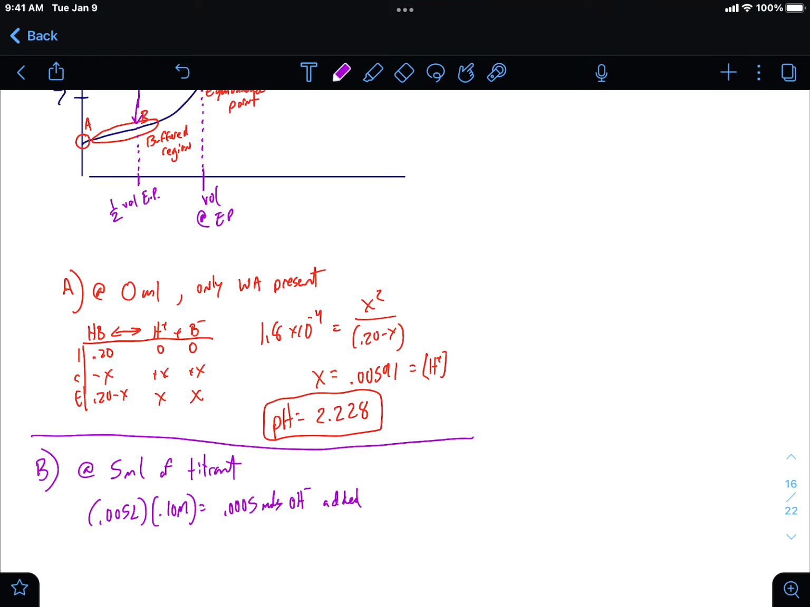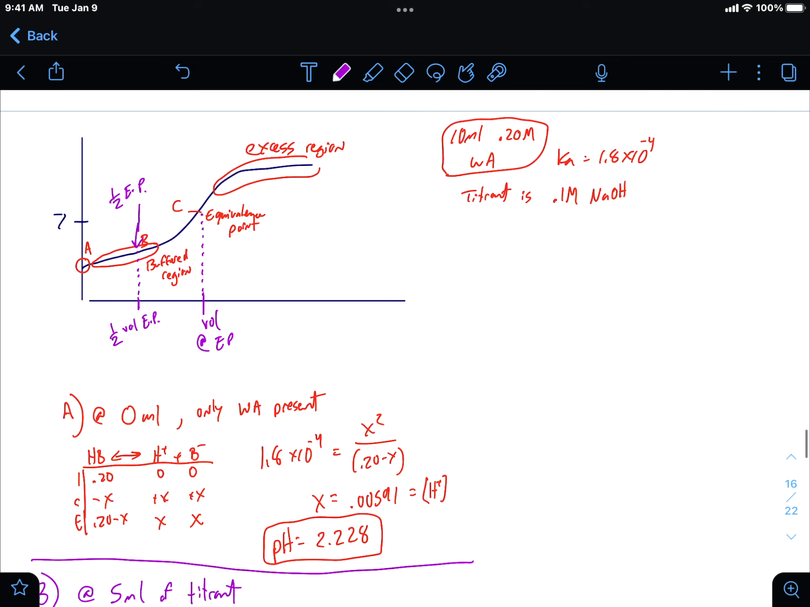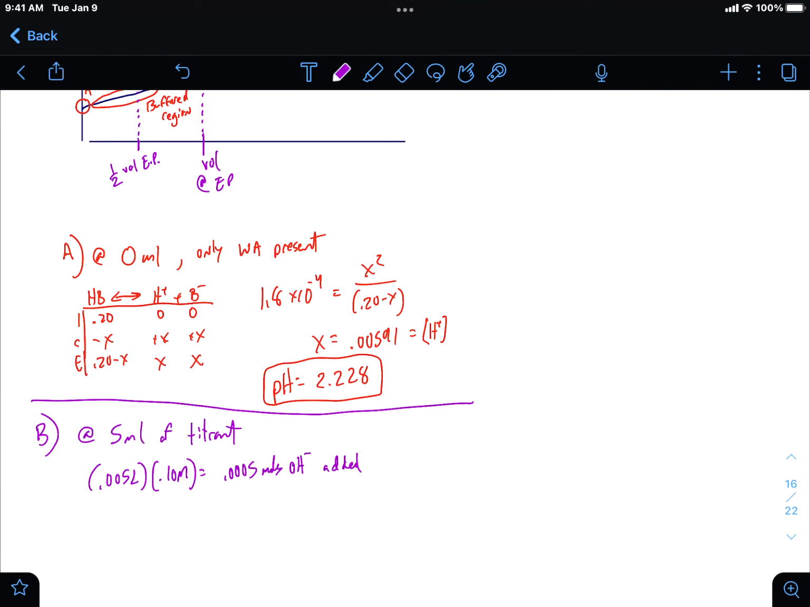We need to figure out how many moles of weak acid existed that we started with. So going back to the beginning, we said that we had 10 milliliters of 0.2 molar. So 0.01 liters times 0.2 molar means 0.002 moles.